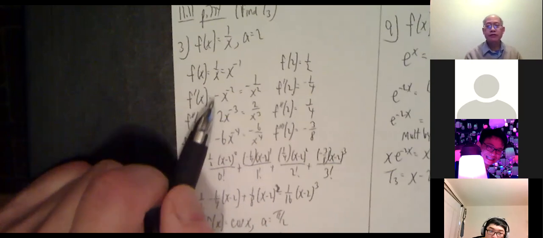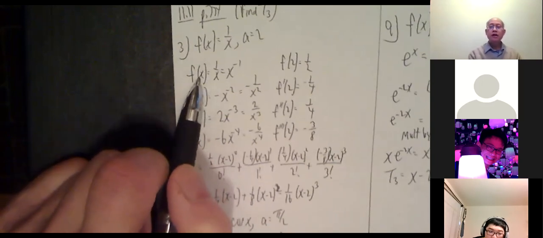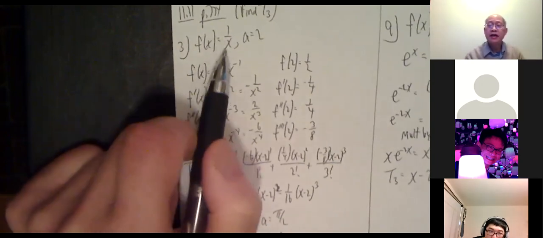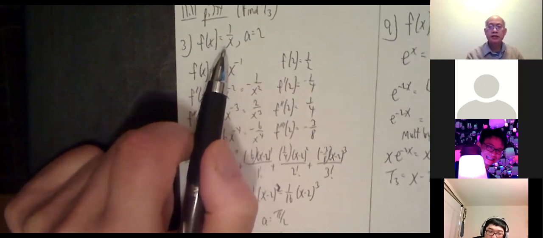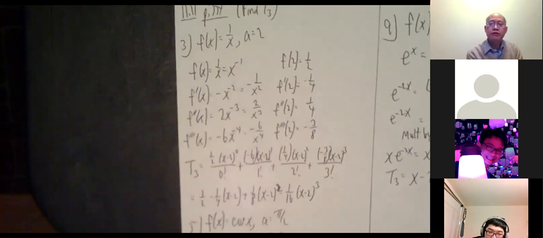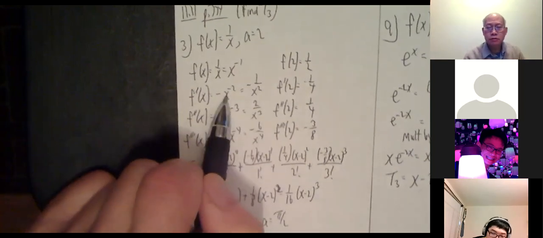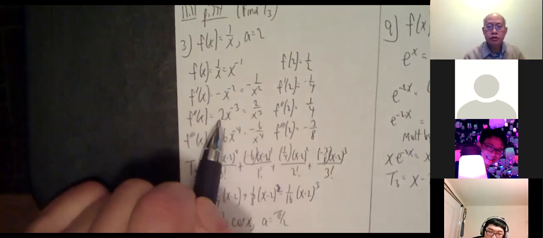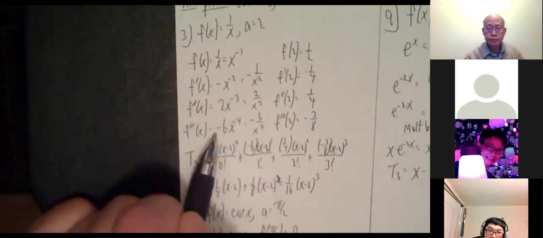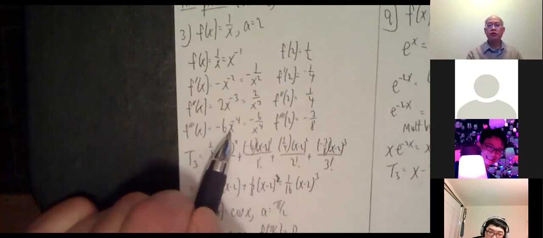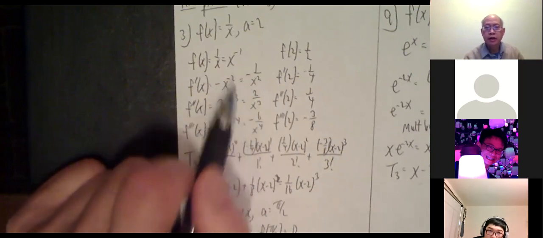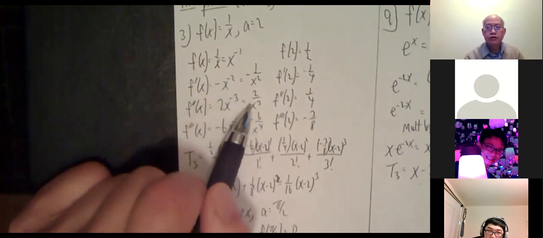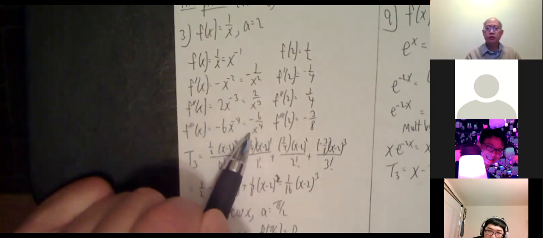So I take my derivatives. So f of x is 1 over x. Change it to x to the negative 1. You don't want to do the quotient rule unnecessarily. Okay, so the first derivative is negative x to the negative 2. Second derivative is 2x to the negative 3. Third derivative is negative 6x to the negative 4. This is better for calculus, but this is better for algebra, right? Negative 1 over x squared, 2 over x cubed, negative 6 over x to the 4th.